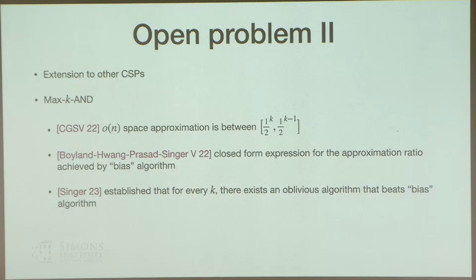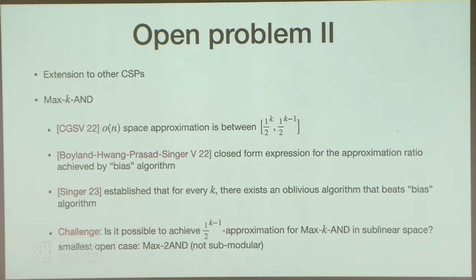And Singer established that you also have oblivious algorithms for Max-DICUT that beat the bias approximation. So he basically showed that you can beat the closed form expression that we got using bias algorithms. Now the question is: can you go all the way to half to the k minus 1 approximation for Max-DICUT in sublinear space?